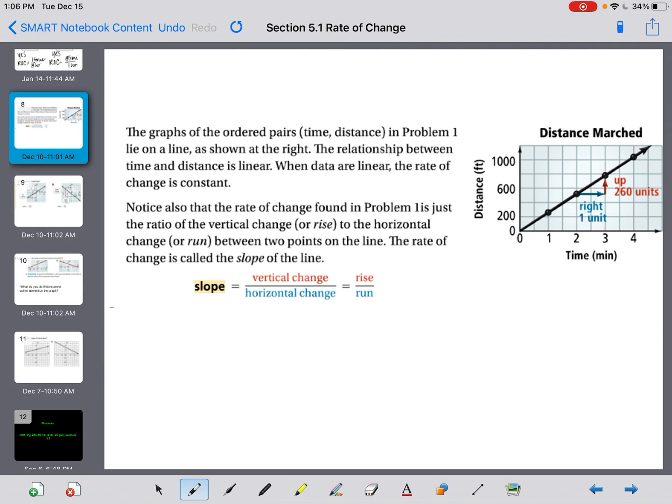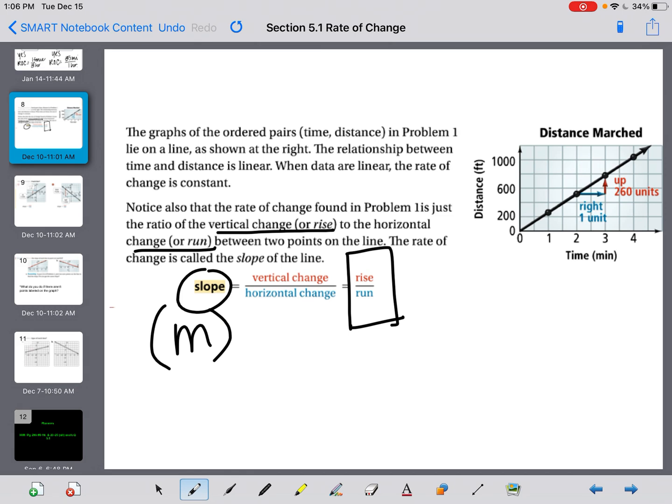All right, so this graph is showing us the relationship between time and distance, and it is linear. When the data is linear, the rate of change is constant. It can't form a straight line unless it's changing by the same amount every time. Okay, this rate of change can be found by using rise over run, which is also slope. They use the letter m for slope.